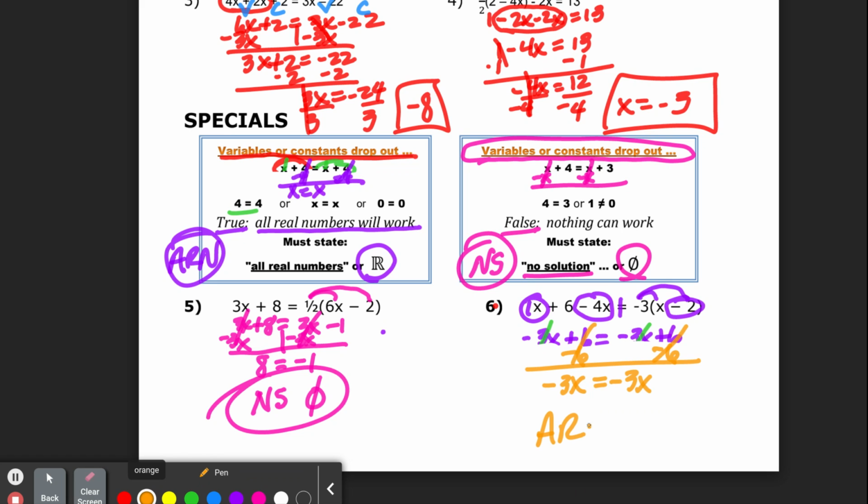So it'd be all real numbers. Or you could do it like that. I'm not real good at that, but anyways, that's what that would look like. All right, so I hope you kind of understand when you have variables on both sides, you have to get the variables on one side and constants on the other.